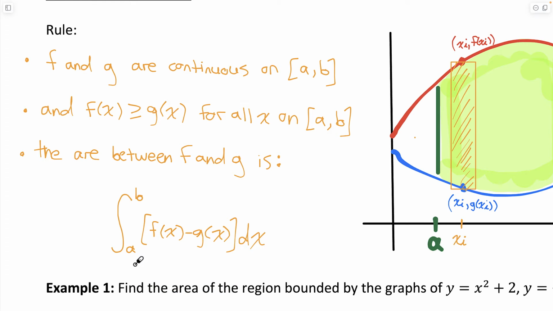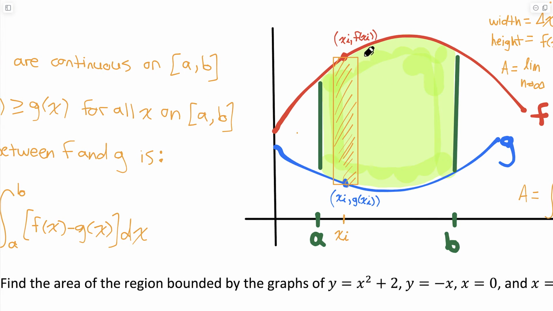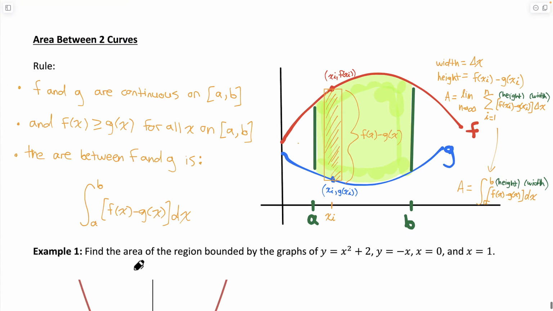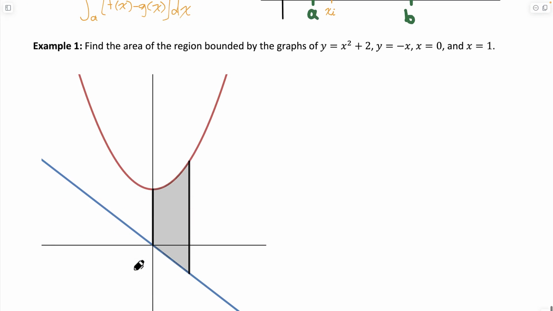And no matter where the two functions are, whether they're both above the x-axis or both below or one above, one below, it wouldn't matter, as long as on the interval from a to b, f at x is above g at x, then f at x minus g at x is going to give us the height of the rectangle. Right? Finding the difference in the y-coordinates is always going to give us the height. So let's practice using this formula to find some areas between curves.